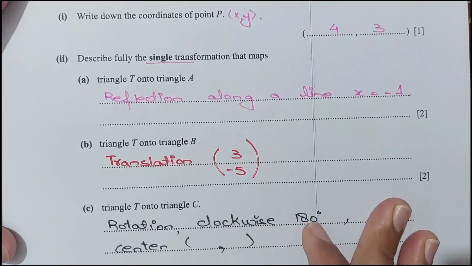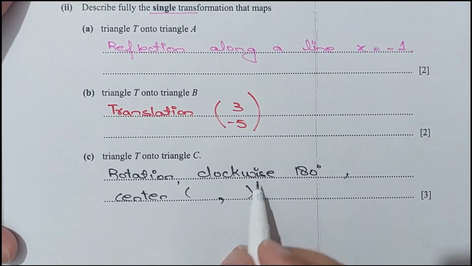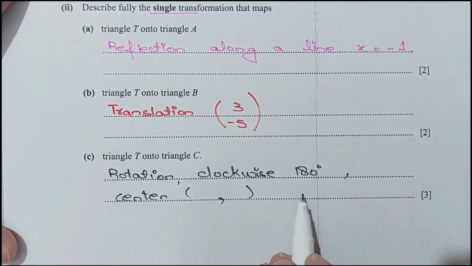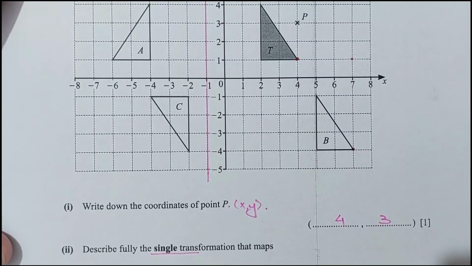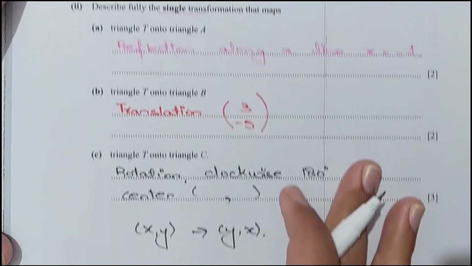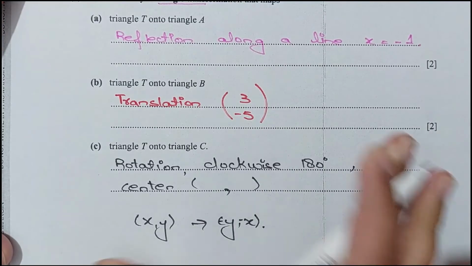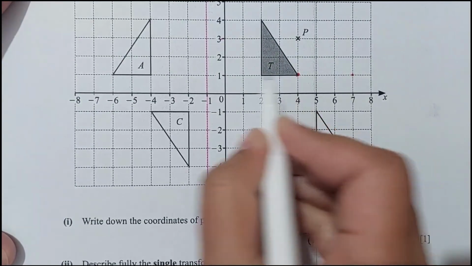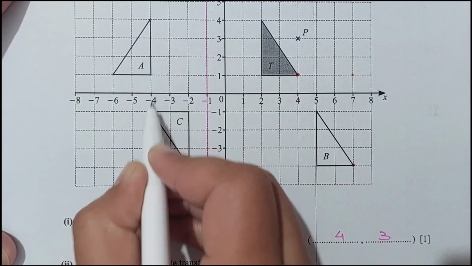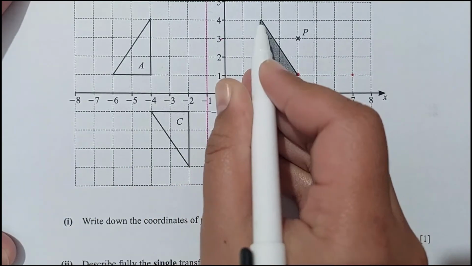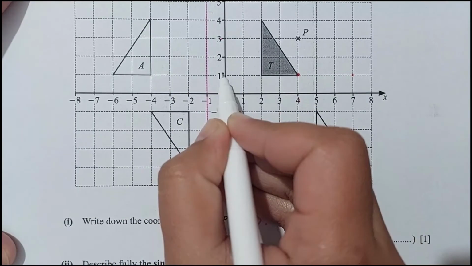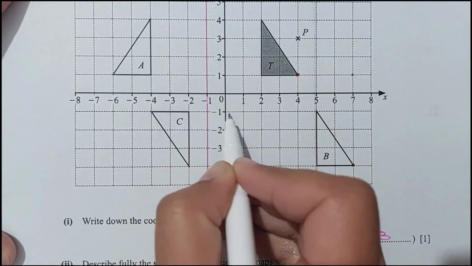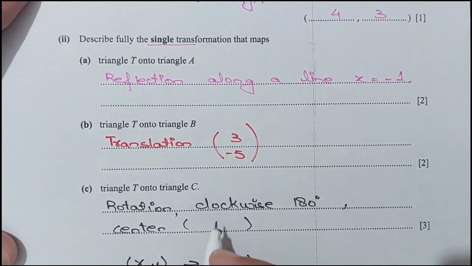Okay, so when the rotation is 180 degrees clockwise or anti-clockwise about the origin, the coordinates (x, y) change to (minus x, minus y). So this is (4, 1), it becomes (minus 4, minus 1). This is (2, 4), it becomes (minus 2, minus 4). You can see minus 2 and minus 4. This point is (2, 1), the new one would be (minus 2, minus 1). (x, y) changes to (minus x, minus y).